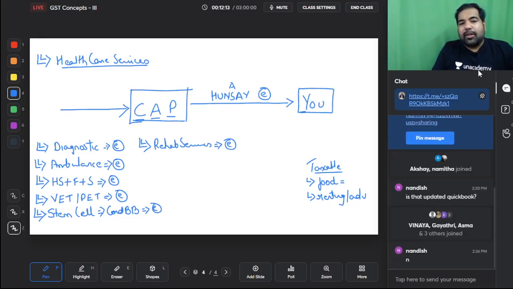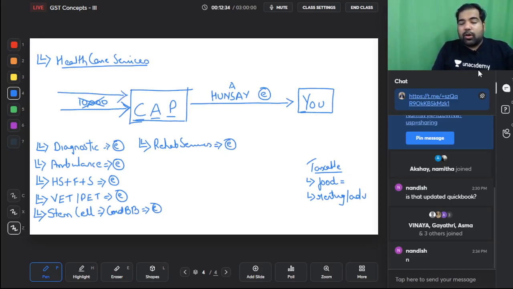So will the government give you credit of the GST you paid on the AC? No, you don't even get the credit, because it's a give and take relationship. If you don't give GST to the government, it will not give you credit. But there are two things on inputs where there is no GST. What are the two things?